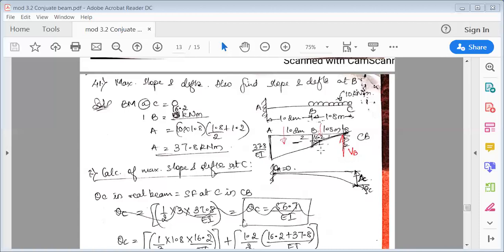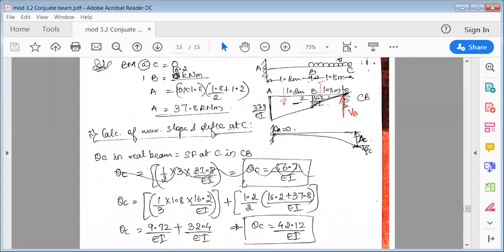All right. So first let's start calculating the maximum slope and deflection. So obviously maximum slope and maximum deflection is at C because it's a free end. Use the formula theta C first. Maximum slope theta C in real beam is equal to shear force at C in conjugate beam. Sorry, I've written here VB. It is actually VC, because which is acting exactly at the below C. So if it's acting here, that would be VB. Okay. So now theta C in real beam is equal to shear force at C in conjugate beam.